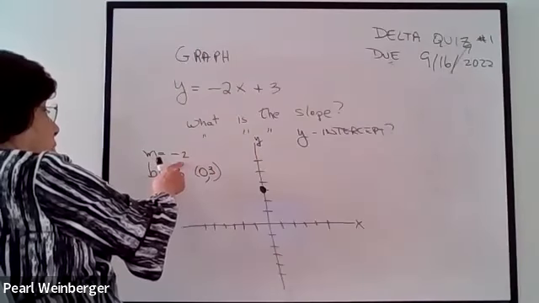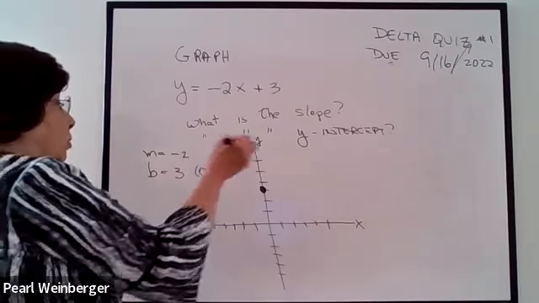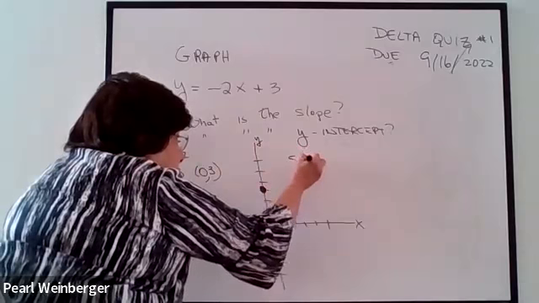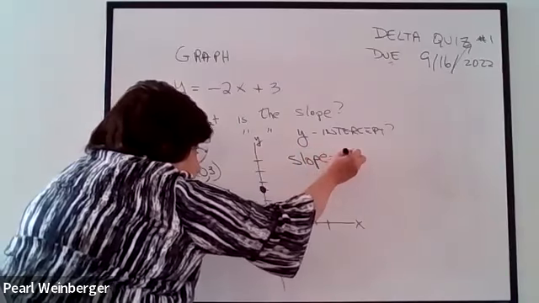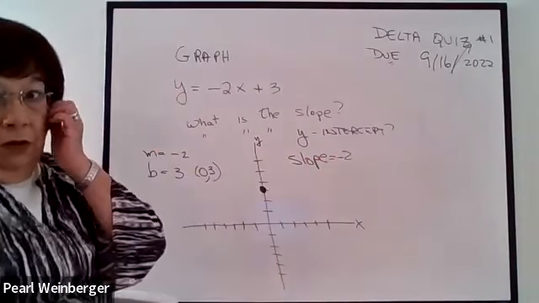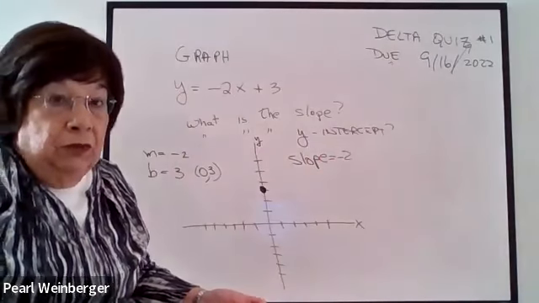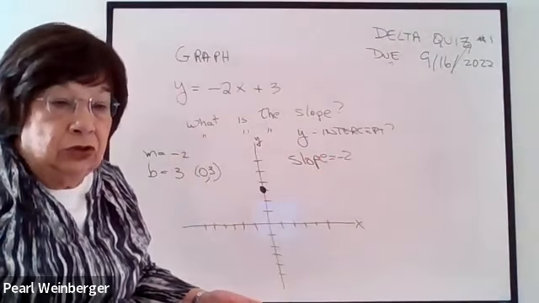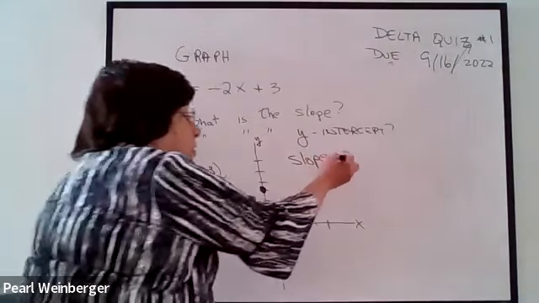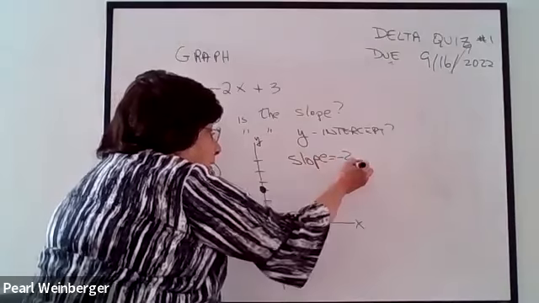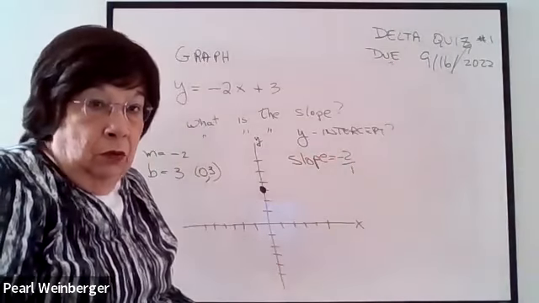Okay, the next thing we looked at, once we have that point plotted, we then go to the slope. Since the slope is -2, first of all, this is a whole number. And when we use it for graphing, we really need the slope to be a fraction. And we know any whole number can be written as a fraction by putting it over 1.